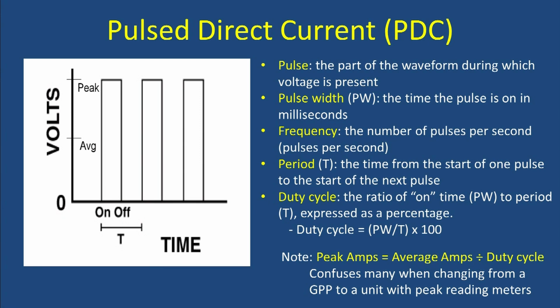And a very important concept is duty cycle. And that is the ratio of on time, that is the pulse width, to the period, expressed as a percentage. So let's look at this waveform here. The period is from the start of one waveform to the start of the next, and the pulse width is here. So how much of the period does the pulse width take up? In this case, just eyeballing it, it looks like about half. So that would be a pulse width over a period of about 0.5. And you multiply that by 100, that's 50% duty cycle.